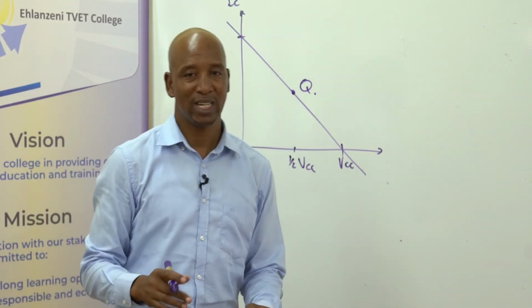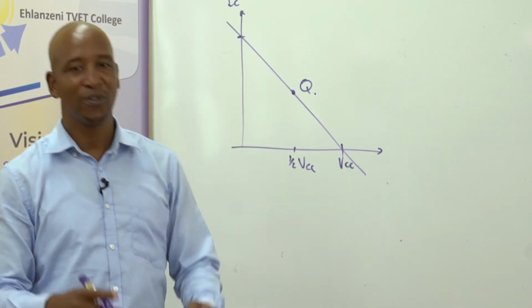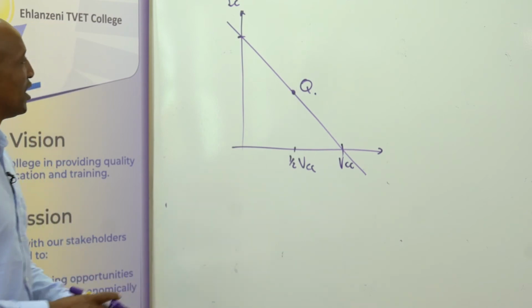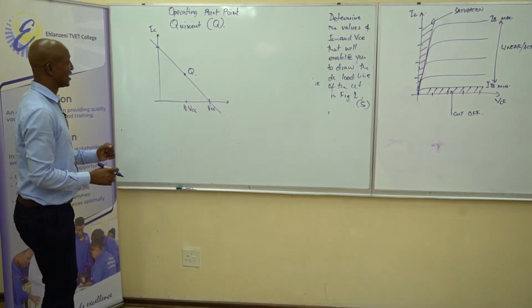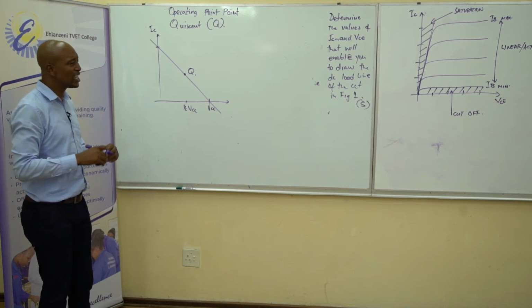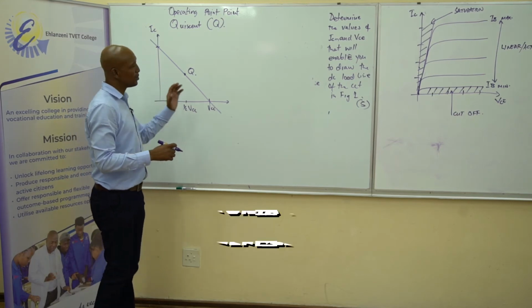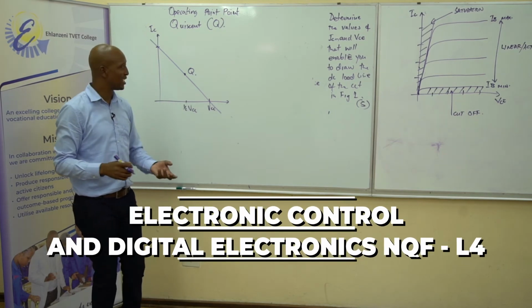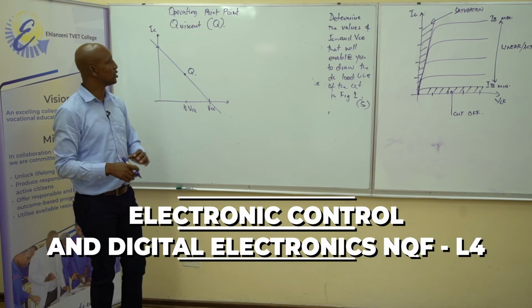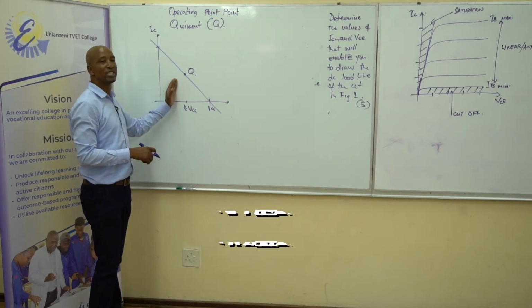Normally, it is chosen at the middle of the load line, which is equal to half of VCC. So now that I've added this, let me give you another task so that you can tackle these examination questions. I am adding bit by bit so that you can understand. I didn't want to give you everything all at once. We talked of the DC load line, now we talked of the operating point.